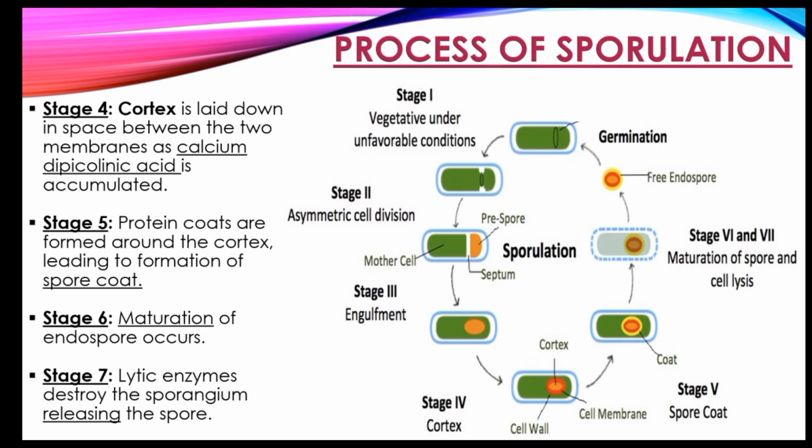Stage 4. Cortex is laid down in space between the two membranes as calcium dipicolinic acid is accumulated. Stage 5. Protein coats are formed around the cortex, leading to formation of spore coat. Stage 6. Maturation of endospore occurs. Stage 7. Lytic enzymes destroy the sporangium, releasing the spores.